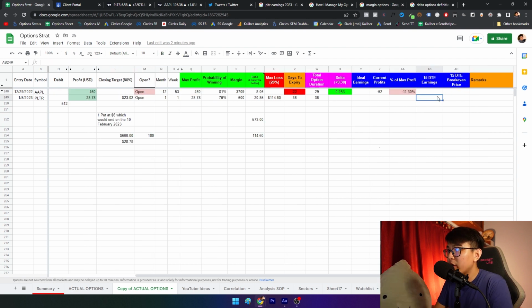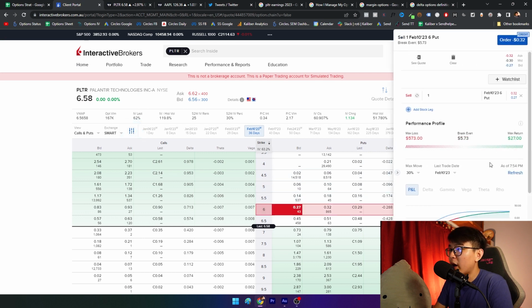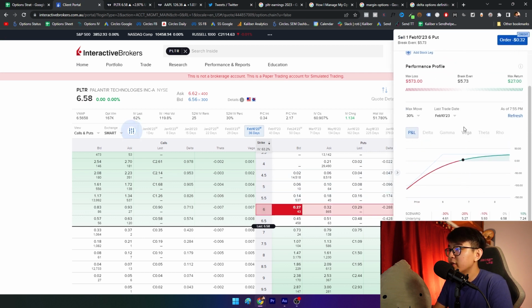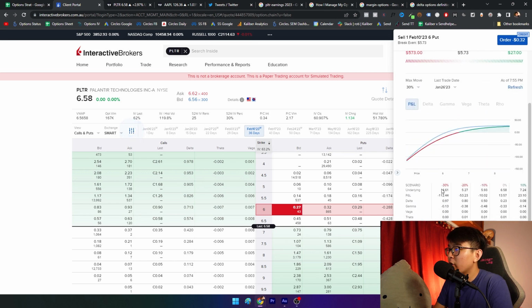The last thing I'll then add to this trade log would be 15 DTE earnings. I want to know 15 days away from expiry, how much profit would I earn accordingly. So first things first, I'll go to the last trade date. I like to go to 15 days before the option expires. So for February 10th, 15 days before is about 26th January. This is the calculation of how much you might earn or how much you might lose.